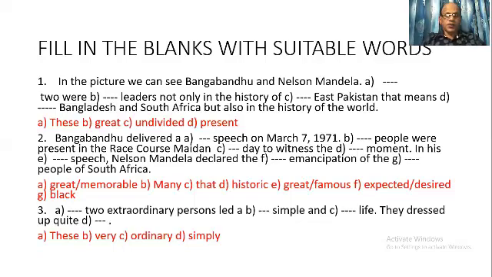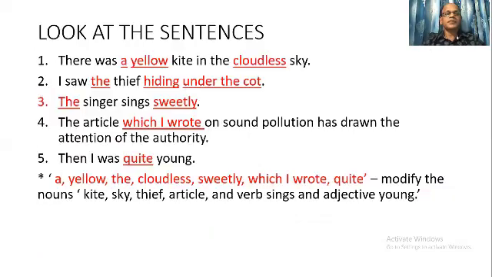Okay, now let us proceed to another activity. Look at these sentences again. Number one, there was a yellow kite in the cloudless sky. Look at the words in red ink. A yellow kite. A is a determiner, an article. Yellow is an adjective. And cloudless sky, cloudless is an adjective also. Number two, I saw the thief hiding under the cot. The is a determiner here. Hiding is a present participle adjective, you see. Under the cot is a phrase.